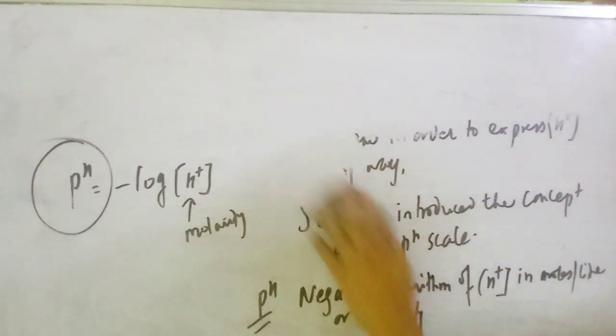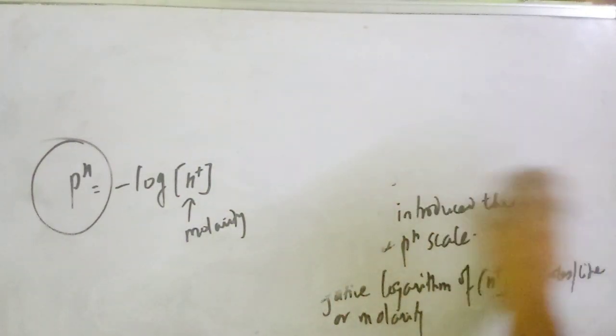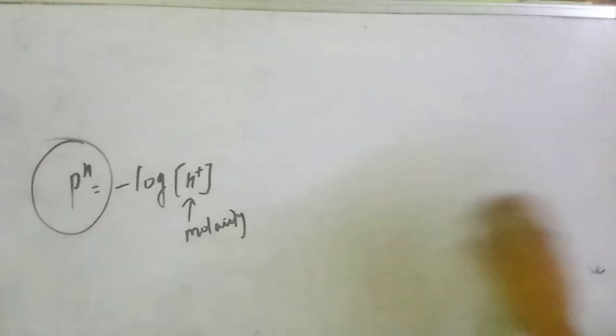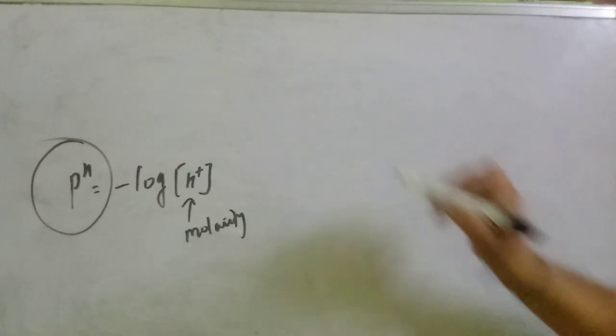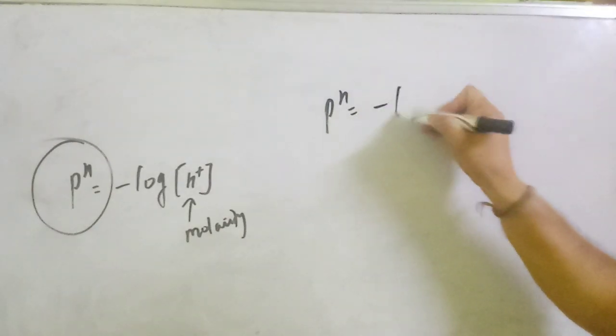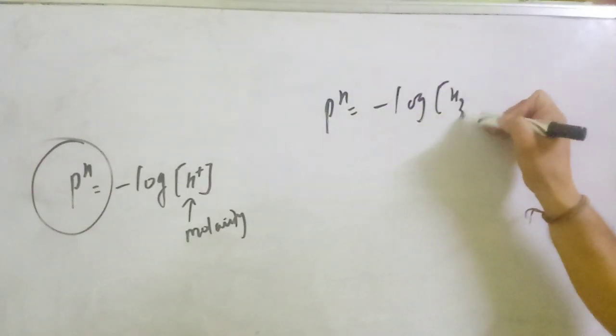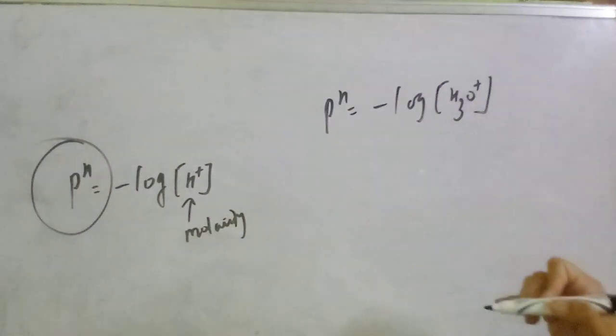So I think you knew about pH. pH is the negative log of the hydrogen ion concentration, which is expressed in molarity. This is the formula. Also you can write pH equals minus log, and sometimes instead of hydrogen, you can write the hydronium ion.